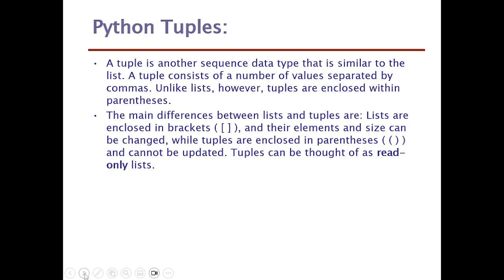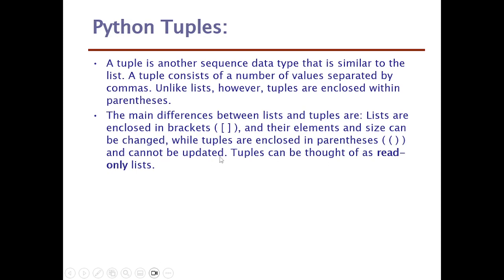So Python tuples. A tuple is another sequence data type that is similar to the list. A tuple consists of a number of values separated by commas. Unlike lists, however, tuples are enclosed within parentheses. So in our list, we have the brackets, but in our Python tuples, we have the parentheses. The main difference between lists and tuples is that lists are enclosed with brackets and their elements or size can be changed, while tuples are enclosed in parentheses and cannot be updated.